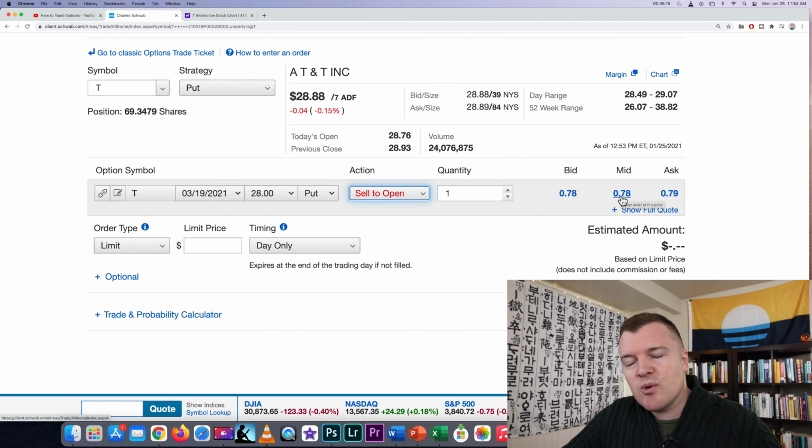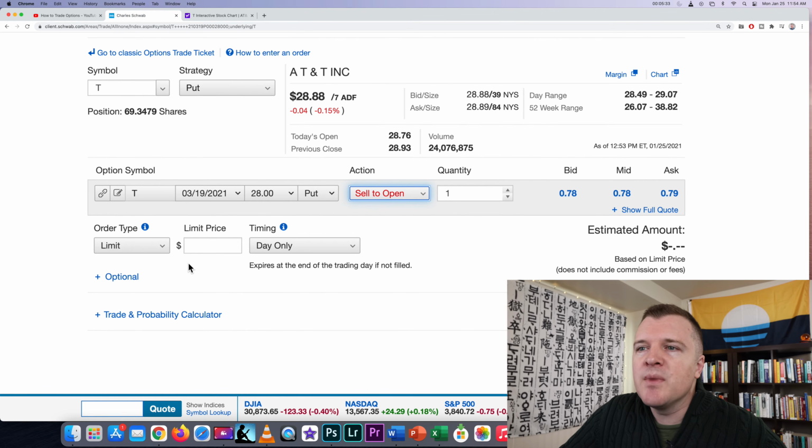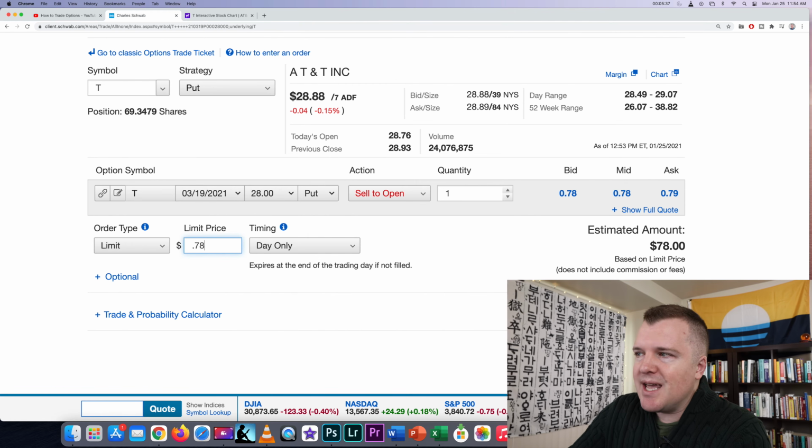If it's a stock with lower liquidity or not in the S&P, this bid-ask spread will be wider, and you're going to want to do something probably in the middle. If you're fine doing a limit order at the asker's price and you just want to be patient, you probably still could get it filled, but it might not fill that day. So we're going to do the limit order at the mid price, so 0.78.